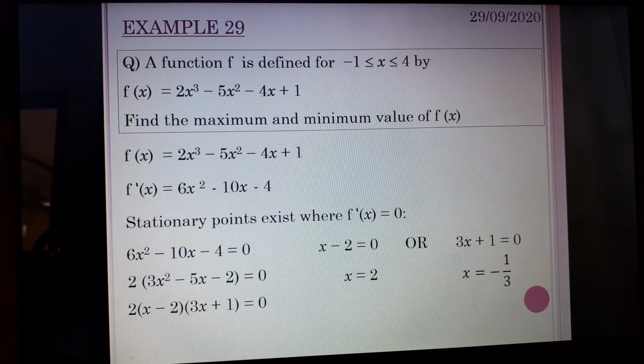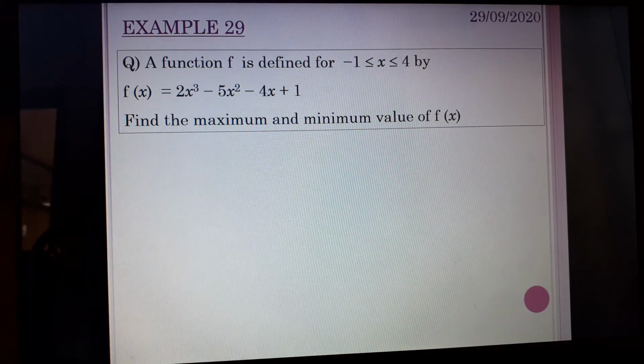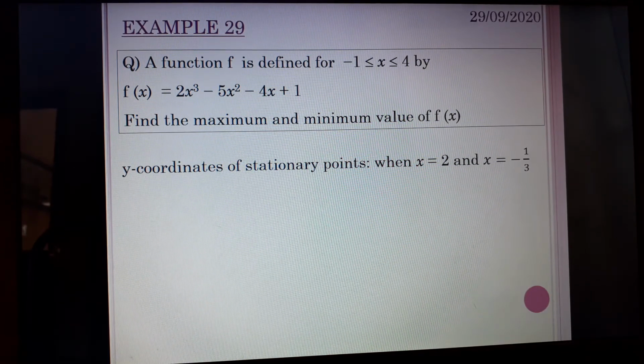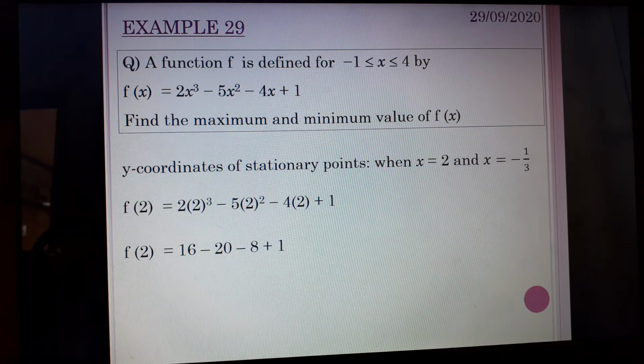But the reason that we had to find that out is because we want to know what the corresponding y values are for those points. So the y coordinates of the stationary points when x is equal to 2 and x is equal to -1/3. So let's find what the y values are. We put the 2's in, and for x equals 2, the y value would be -11.